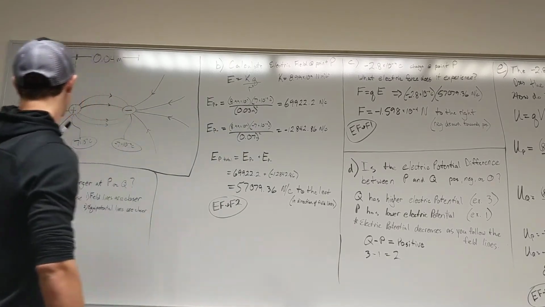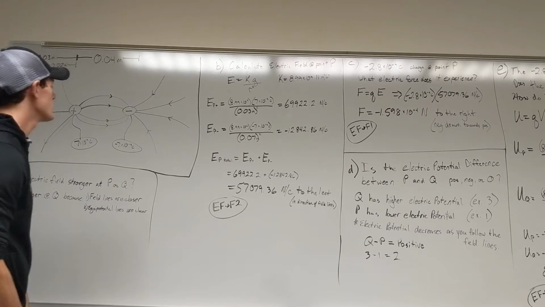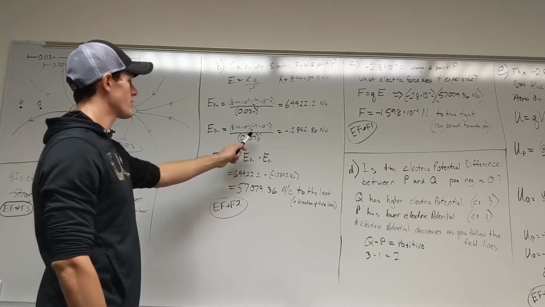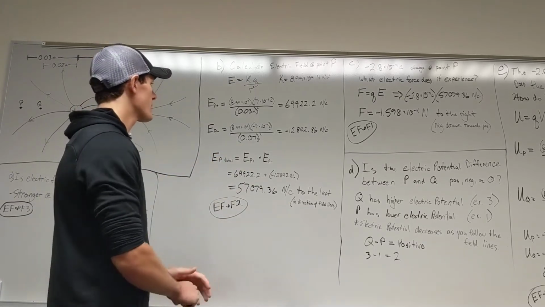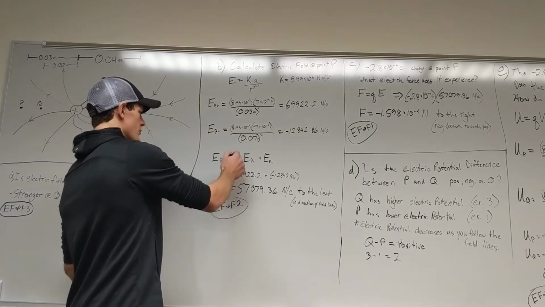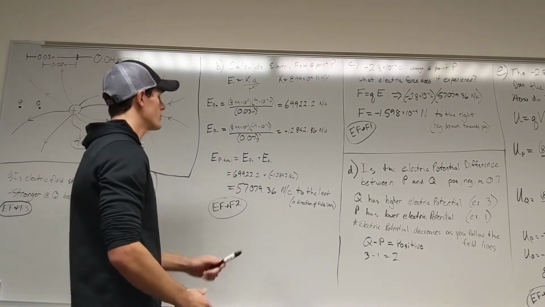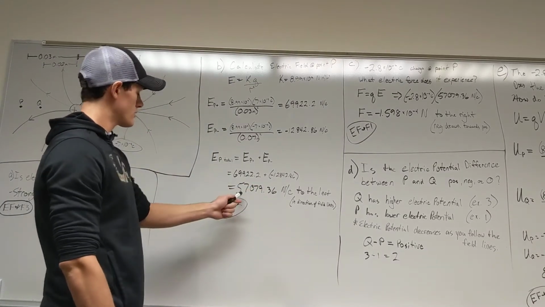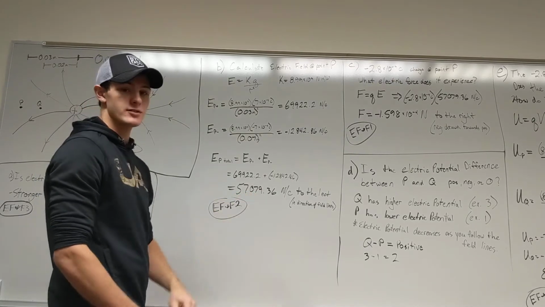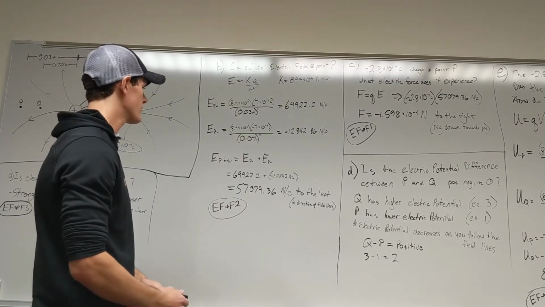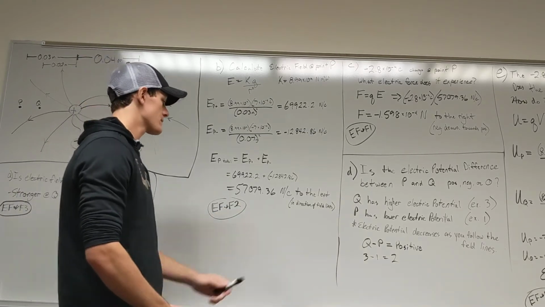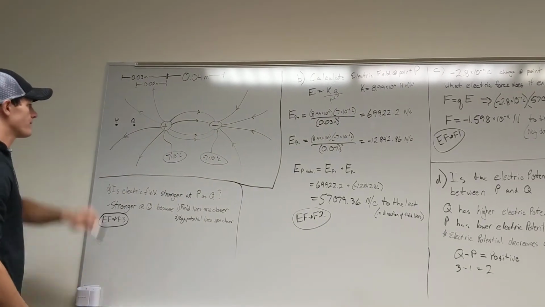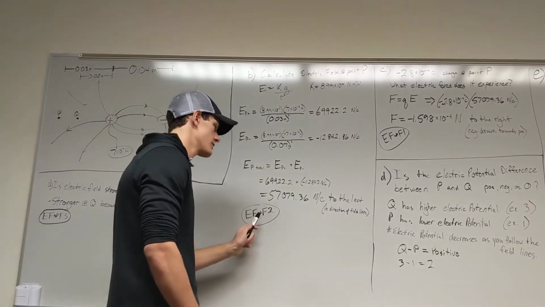And then from P to the negatively charged charge, we have the same stuff except that our R value changes. It's now 7 centimeters. So then, to figure out our total electric field at point P, all we do is add these two together, and once we do that, you can see we get 57,079.36 newtons per coulomb, and the electric field is pointing to the left. So it's also in the direction of the field lines, as you can see right here. Alright, and that covers EF and F2.